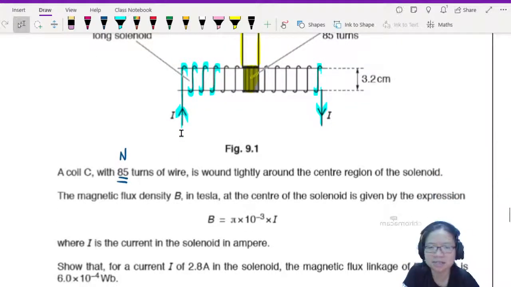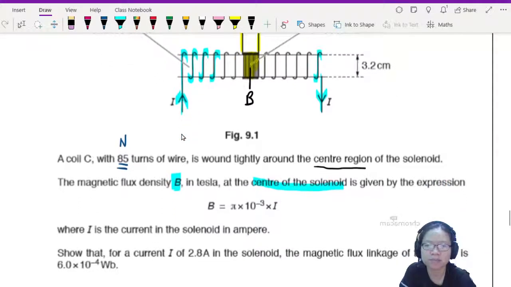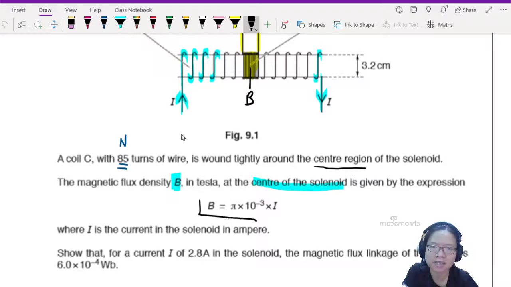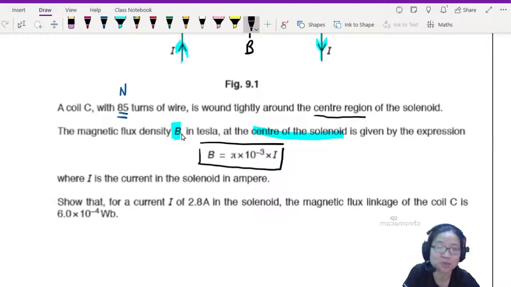The magnetic flux density, B in Tesla, at the center of the solenoid. And this coil C is right at the center. I mean, it looks at the center to me. Center region. So this is the value of B. B is right in the middle here. And this value of B is equal to pi times 10 to the power negative 3 times I. Well, if they give you an equation, say thank you and use it. Thanks, A-levels. Where I is the current in the solenoid in ampere.